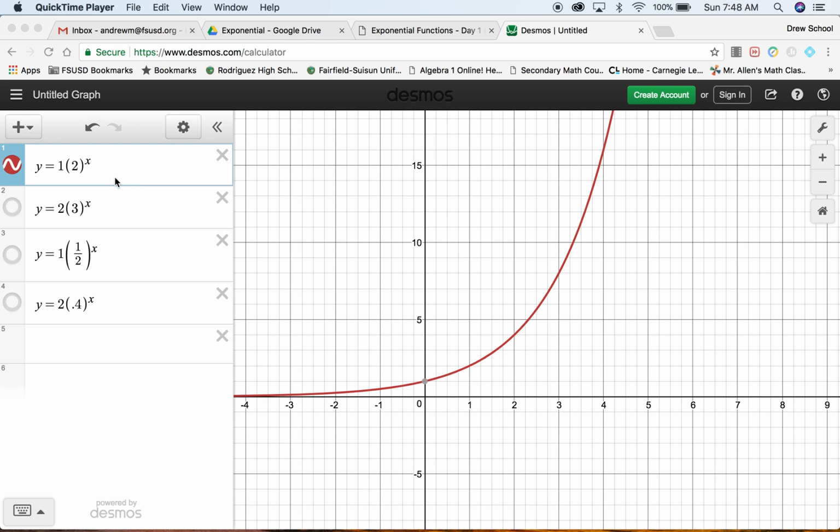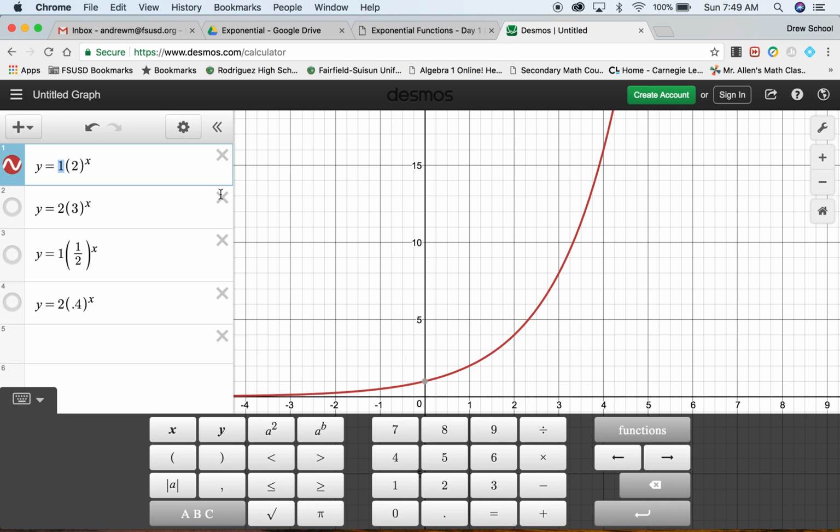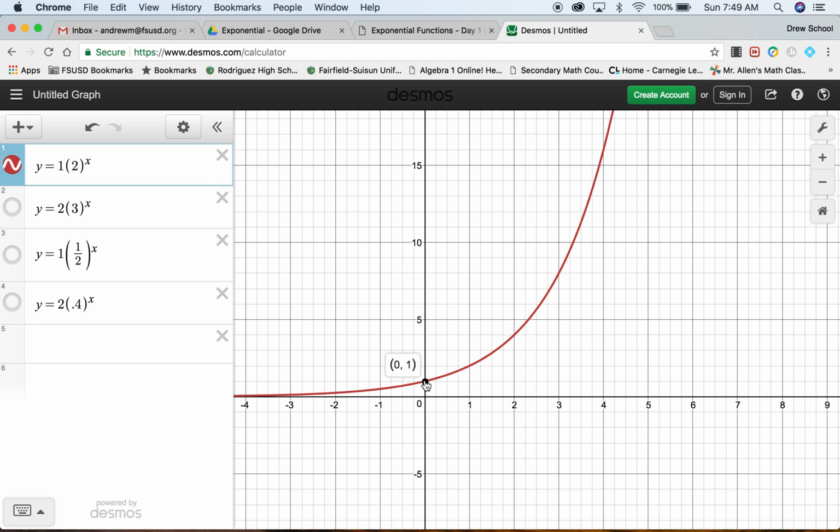All right, here we have an exponential function. Our a value, or our starting value, is 1, and we can see that that is our y-intercept, and our scale factor is 2. So we're taking 2 to the power of whatever number our x value is.